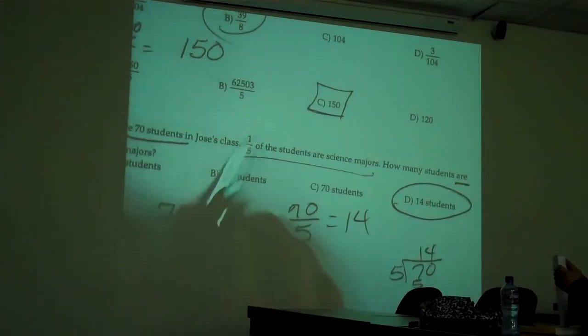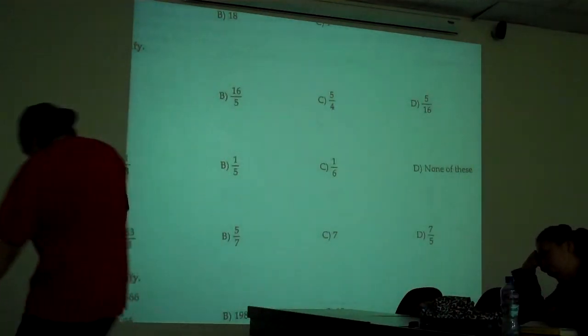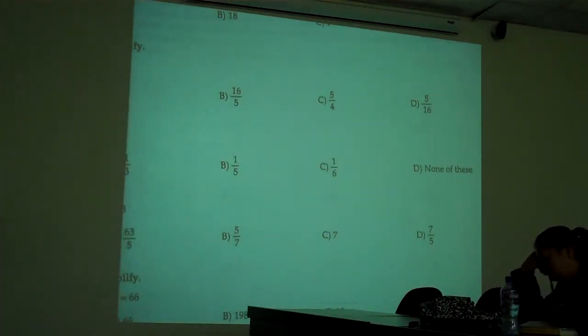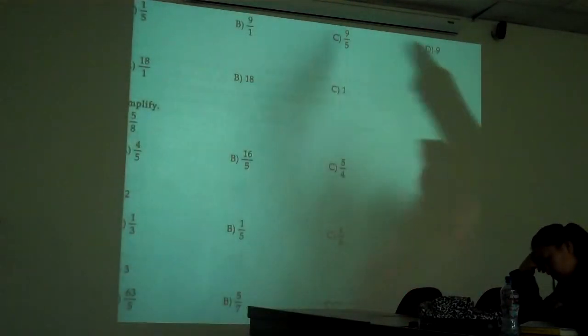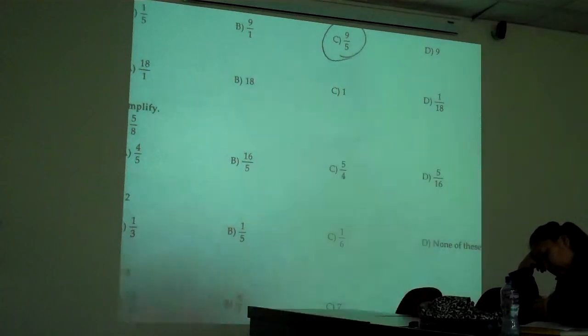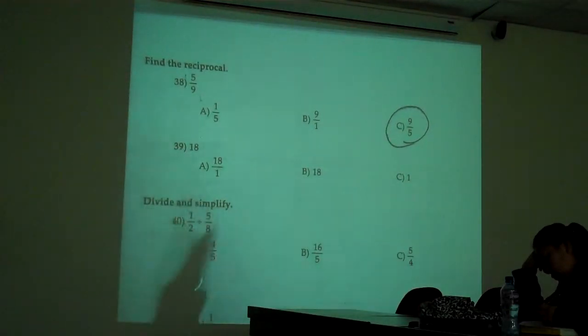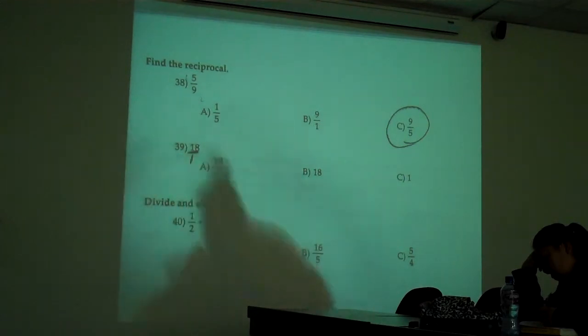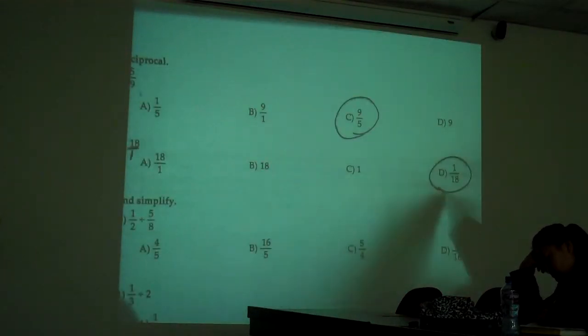Okay, the next one. Find the reciprocal. On the reciprocals, keep the sign. You don't have negatives, do you? Okay, so you just have to flip it over. So 5/9 is just 9/5. 18 is the same as 18/1. So the reciprocal is not 18/1. The reciprocal is 1/18.